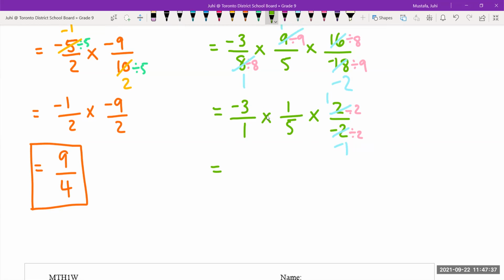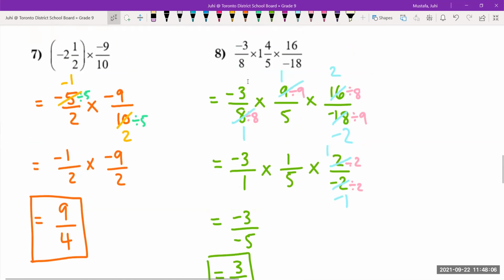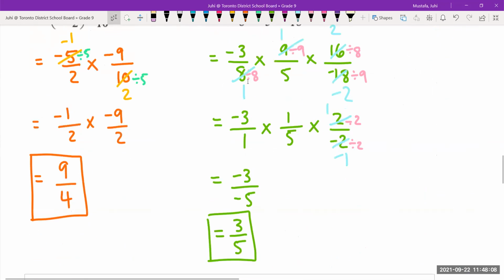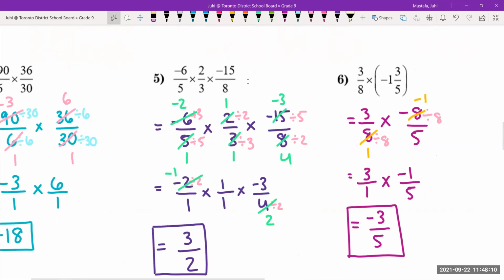Okay, let's do this one. -3 times 1 times 1. What's that give us? Just -3. And then 1 times 5 times -1. -5. Can I simplify this fraction a little bit? What about the 2 negatives? It would just be 3 divided by 5. Good job. Number 6, I got -3 over 5.